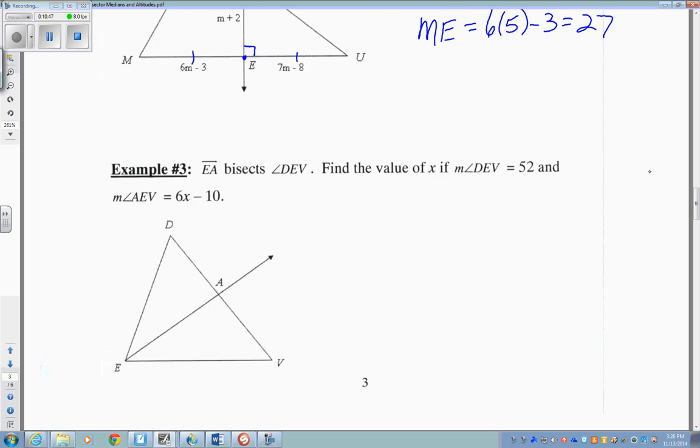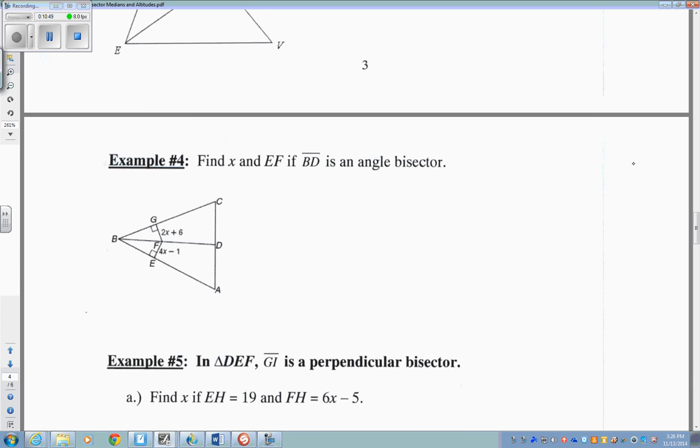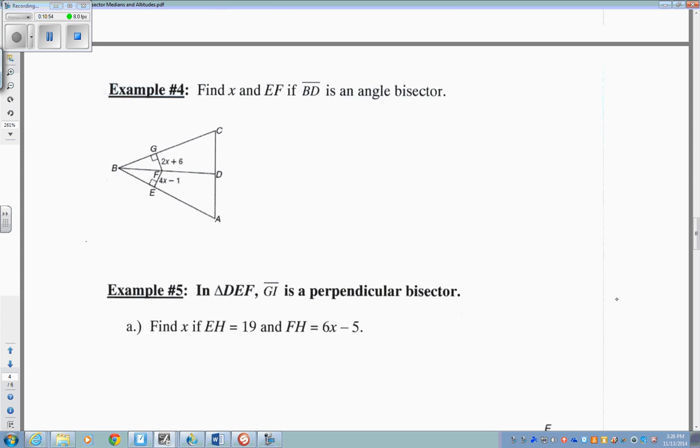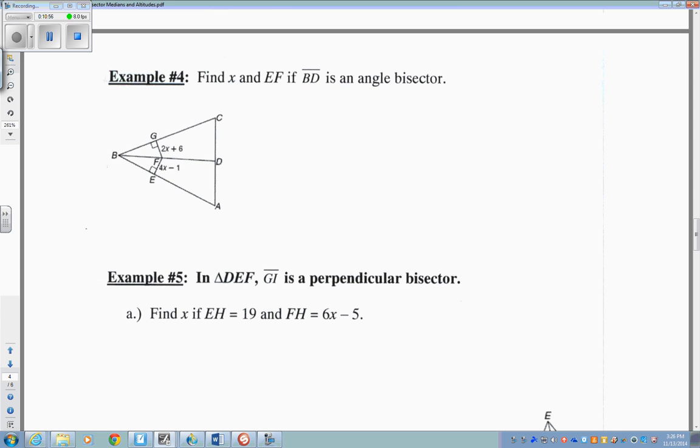Okay. All right, I'm going to come back to example 3. Yeah, look at example 4 for me real quick. It says find x and EF if BD is the angle bisector. So we know we're working with an angle bisector. We don't have an example 4? Oh, that means your copies are back. What do you go to next? Median? Okay.